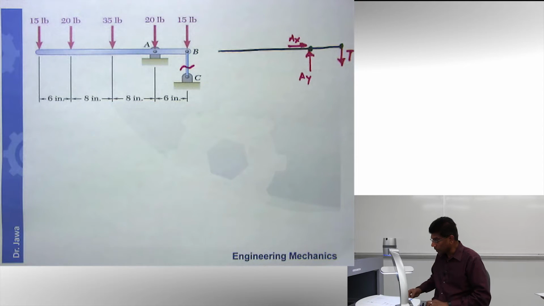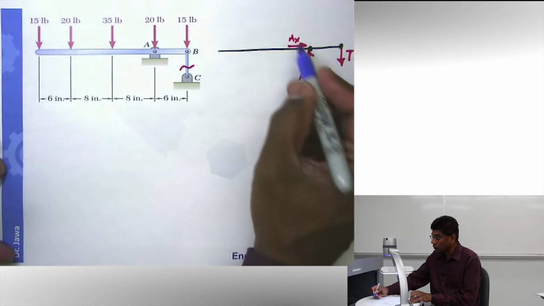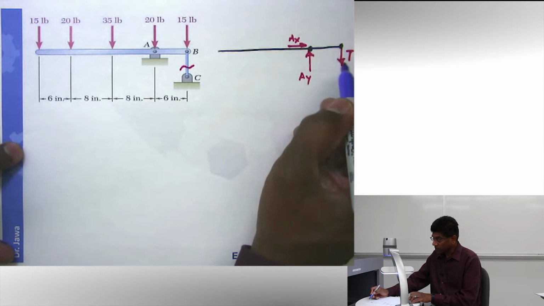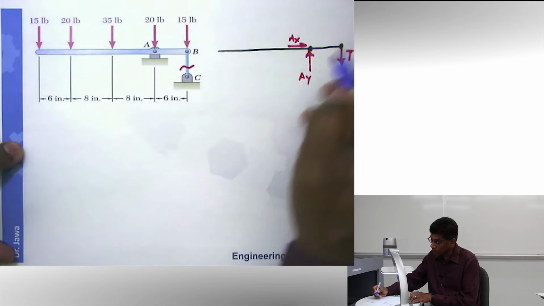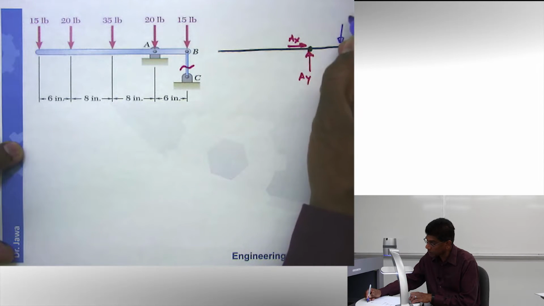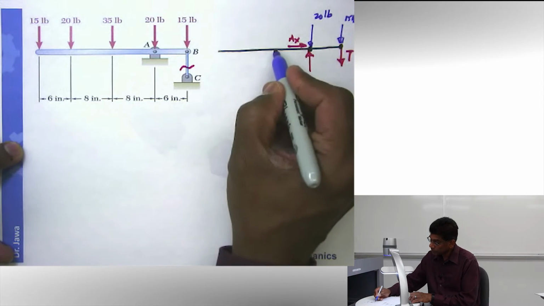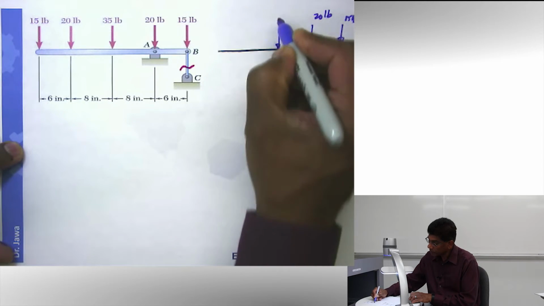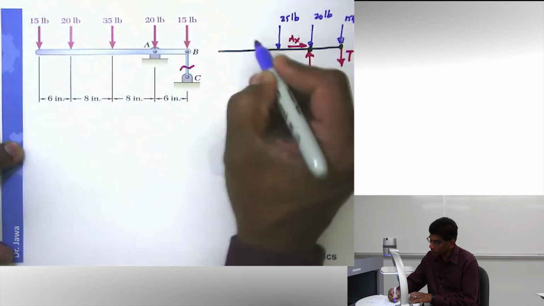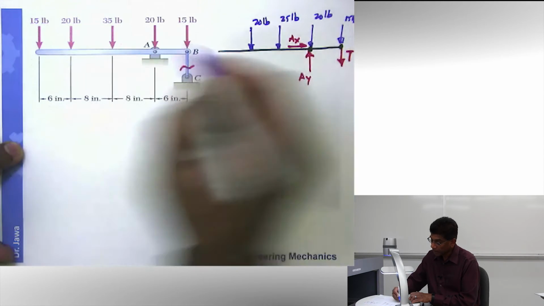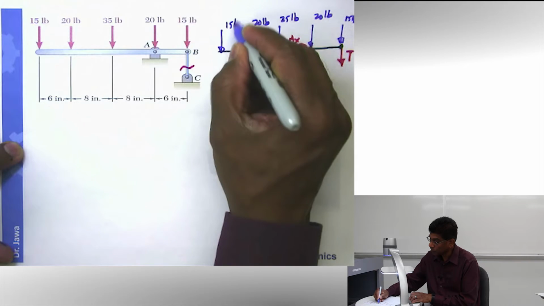Now, what else is not shown here? We have shown the free body, and we have to now show all the forces. I have shown the support reactions, which are the forces. That's the first step. Then I want to show all the external loads that are shown here. So I'm going to start here. This is my 15-pound force. Here is my 20-pound force. Here is my 35-pound force. Then I have my 20-pound force. And then I have my 15-pound force.